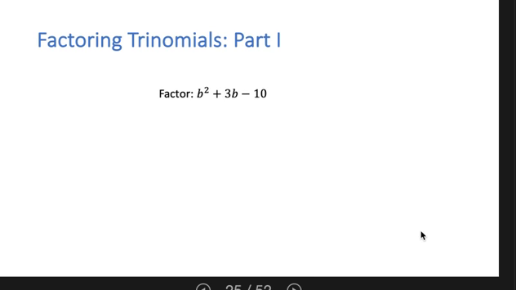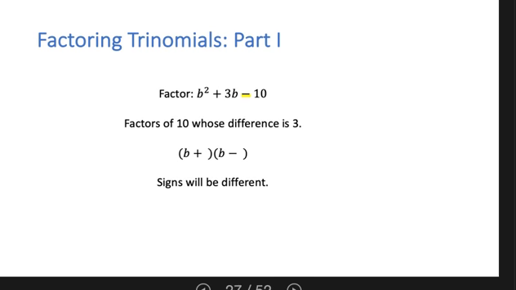All right, here's another example. In this example, we now see that the sign of the last term is negative. And since the sign of the last term is negative, that means that the signs are not the same. So they're going to be different. One's going to be positive and one's going to be negative. Now, since they're different, that means that we need the factors of 10 whose difference is 3. Instead of adding those two factors together, we're going to be subtracting and trying to get 3 in the middle. Remember, the signs are different, and they are different because of this negative sign.